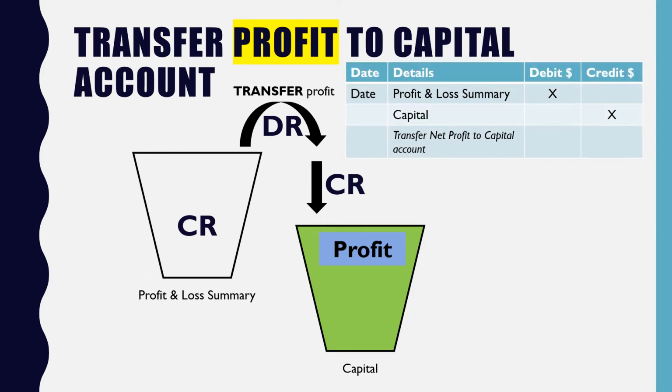This transfers the profits from the profit and loss summary to the capital account. Here's how the journal looks. We debit the profit and loss summary and credit the capital account. If you think about it, this makes a lot of sense. Profits will increase the capital. Therefore, it makes a lot of sense that our capital account is being credited here.